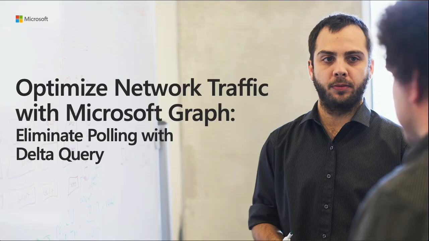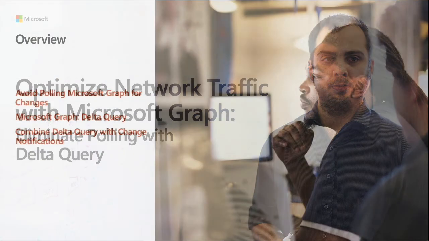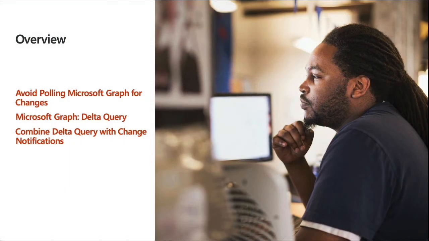In this section, we're going to learn how Delta Query, also known as track changes, can be used to help avoid Microsoft Graph requests from being throttled. We're going to first look at avoiding polling Microsoft Graph for changes and then introduce Delta Query. And then we're going to talk about how we can use both Delta Query, or track changes, and change notifications to create a very robust application and process.